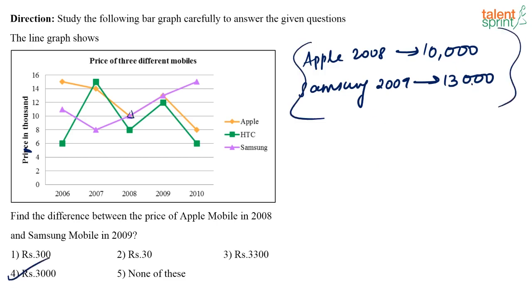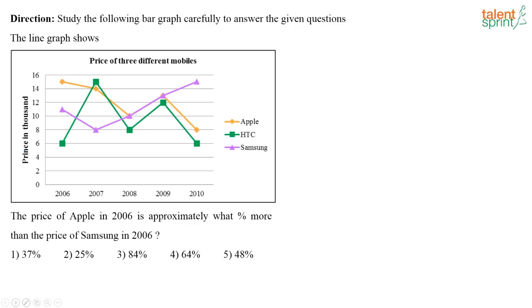Option 4, 3,000. How many of you tried this set in the examination? And how many of you actually skipped it? This was a very easy set. The price of Apple in 2006 is approximately what percentage more than the price of Samsung in 2006? So give me the answer for this one.